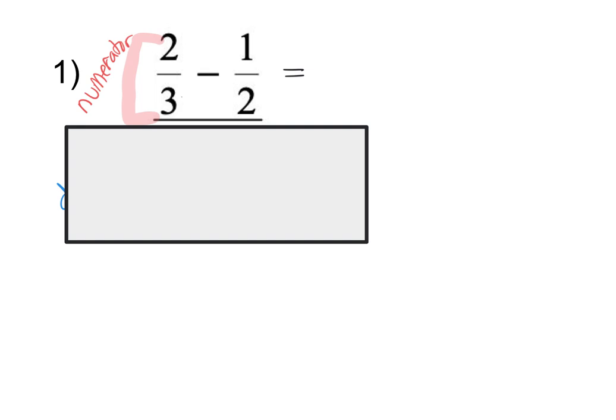So how do I get 3 to be 6? What do I multiply by? 2. If I multiply the denominator by 2, I have to multiply that numerator by 2. So that first one becomes 4/6. What about the 1/2? What do I have to multiply both top and bottom by? 3, okay? So we have minus 3/6.